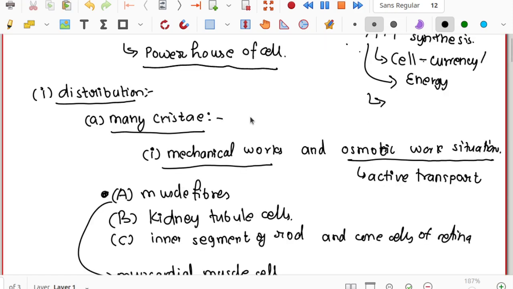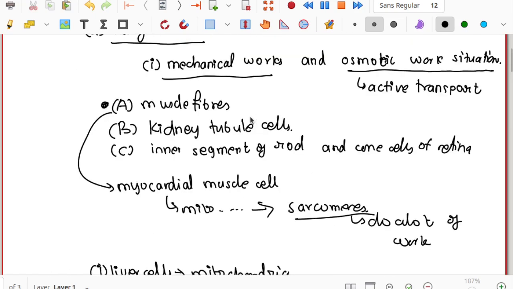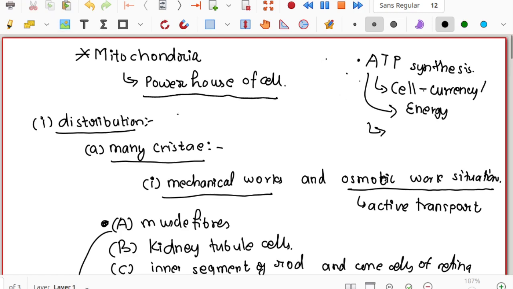So the distribution of mitochondria can be explained in two major ways. That is simple understanding. So how many cristae are present in the mitochondria? Cristae are enfoldings. Mitochondria is a double membrane system. Mitochondria itself is a double membrane system. I'll write over here double membrane organelle, and I know every one of us knows this. And the inner membrane has foldings called cristae.